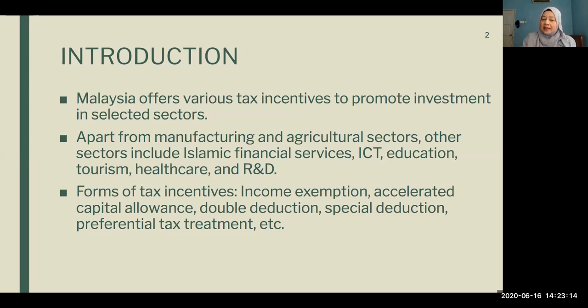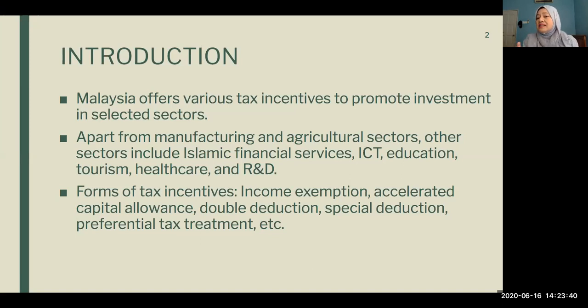All right, accelerated capital allowance means that the normal CA may be 20 percent, but the accelerated could be 40 percent. So the rate is higher as compared to the normal ones. Double deduction means that you're given double deduction on a single expense. Then you also have special deduction, you have preferential tax treatment.